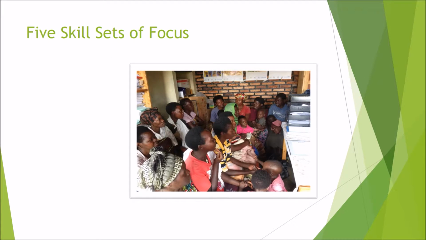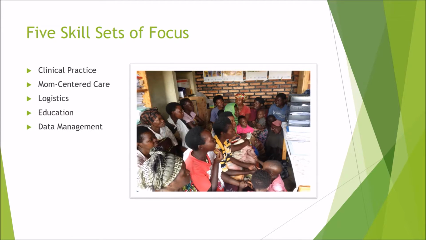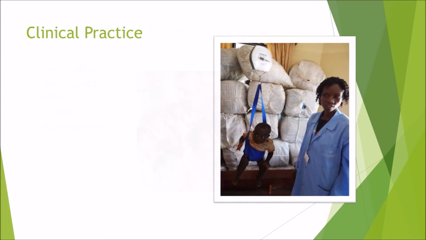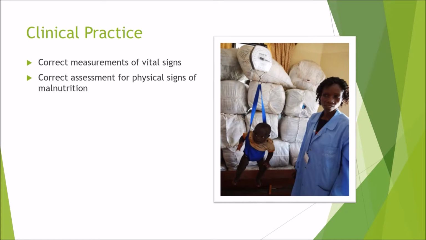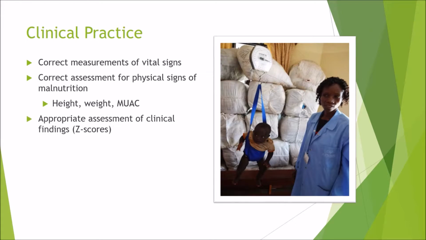The observational checklist will consist of 5 skill sets of focus. These include clinical practice, mom-centered care, logistics, education, and data management. The clinical practice component of the OCL will consist of the following: correct measurements of vital signs, the correct assessment for physical signs of malnutrition, including height, weight, and middle upper arm circumference, the appropriate assessment of clinical findings, including Z-scores, and lastly, HIV testing.